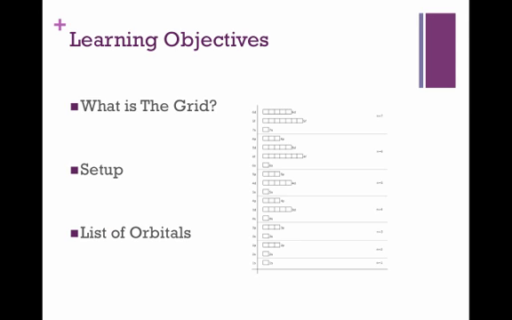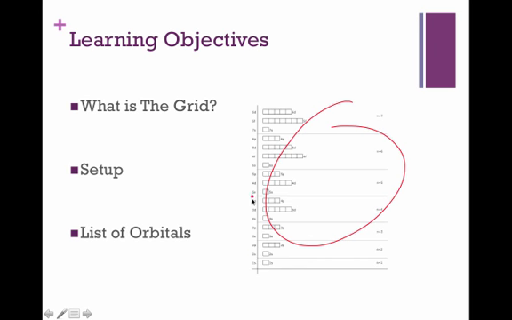We're going to start with a discussion of what this thing, the grid, really is. As I already mentioned, it's kind of just a trick used to figure out what the order of orbitals is in a box diagram. We'll talk about the setup of that grid, and then finally, as a result of that setup, it's going to generate a list of orbitals for us. That list of orbitals is ultimately what we're going to use to recreate this picture over here.